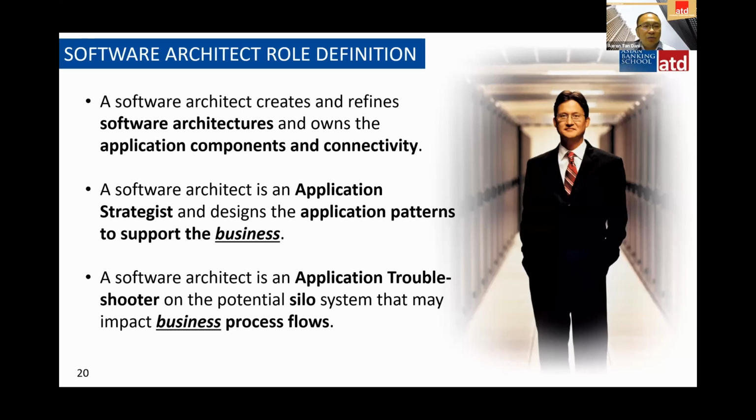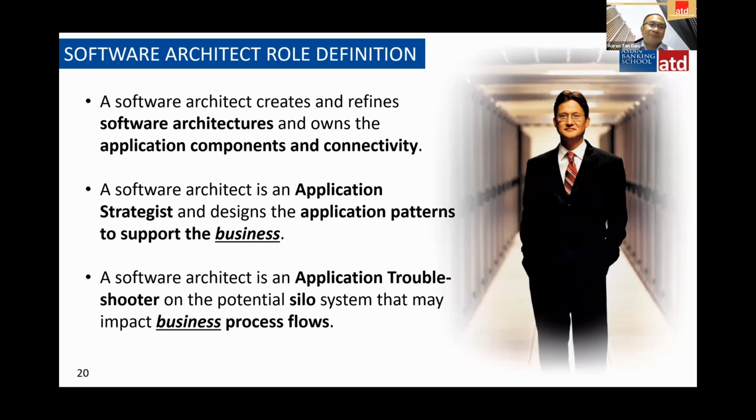So this is where you look at the connectivity, you look at the application strategy, and you look at application patterns to support the business. It's very, very important because we have many islands of information, right? Our applications, we need to connect them together. And we also look at how potential silo systems may impact the business process flow. I just now remembered that I showed you the ArchiMate on the business process, how the applications in silos cannot connect and cannot support the business. So our job is to make sure there is a smooth, integrated flow of the business supported by the applications.